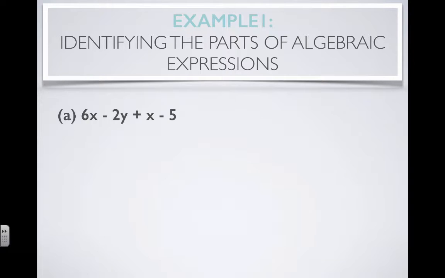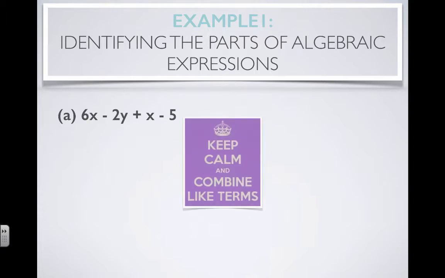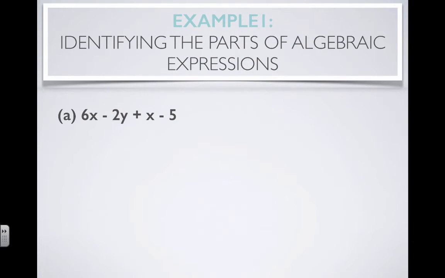Let's look at part A. We're going to first look to simplify the expression by combining like terms, and then name the different parts of the expression. Now, the terms that are alike would be these two x terms. So we have 6x and 1x. With this x, if there's not a coefficient in front of the term, it's always a 1. So to combine those two terms, we would have 6x plus 1x, which is going to give us 7x. And the -2y and the -5 don't have like terms, so we just write those down.